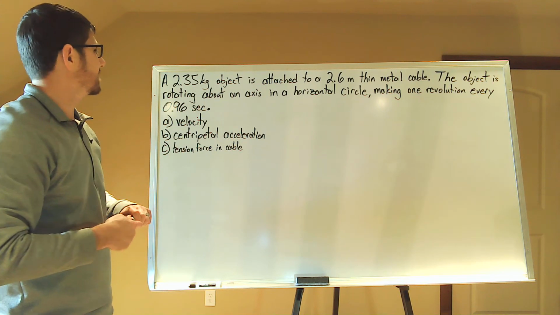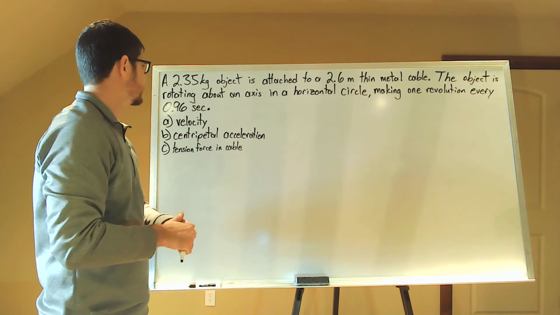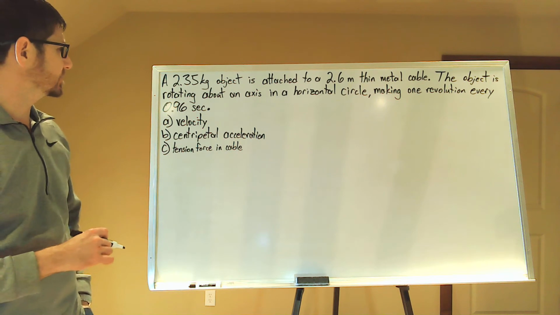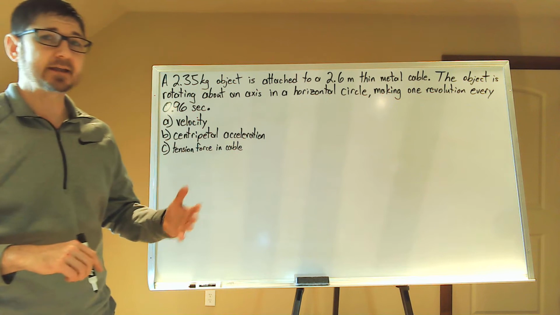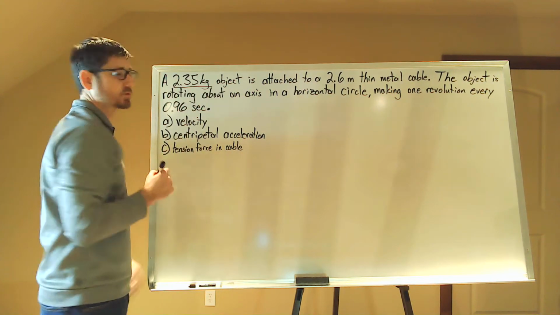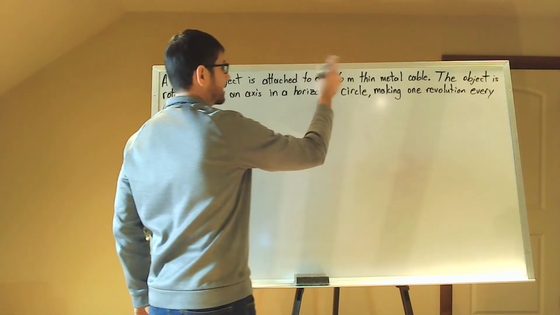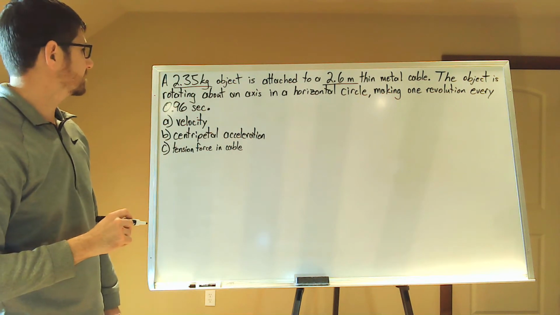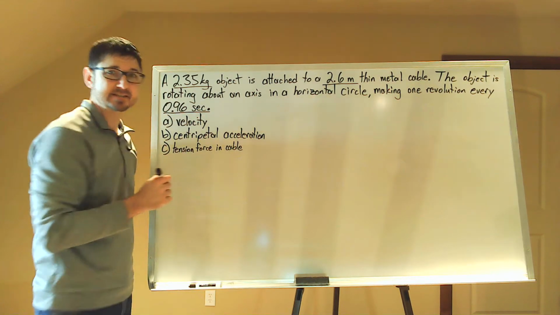A 2.35 kilogram object is attached to a 2.6 meter thin cable. The object is rotating about an axis in a horizontal circle, making one revolution every 0.96 seconds. So in this problem, let's go ahead and underline some important information that's given to us. The mass of the object is 2.35 kilograms. The radius, since this object is being rotated in a circle, is 2.6 meters. The object is making one revolution every 0.96 seconds.